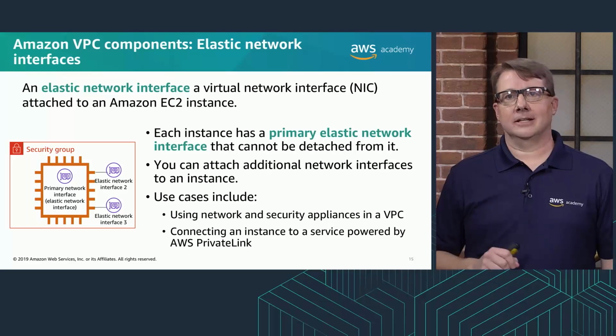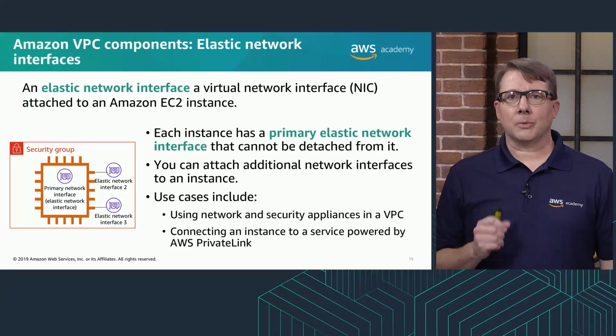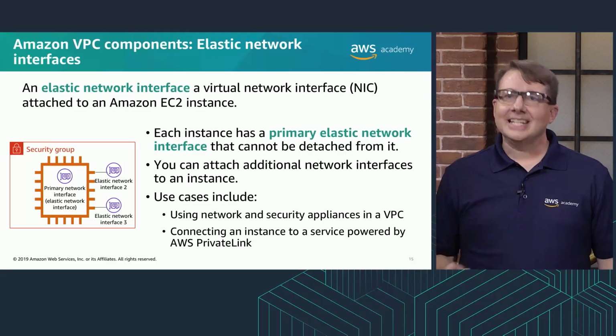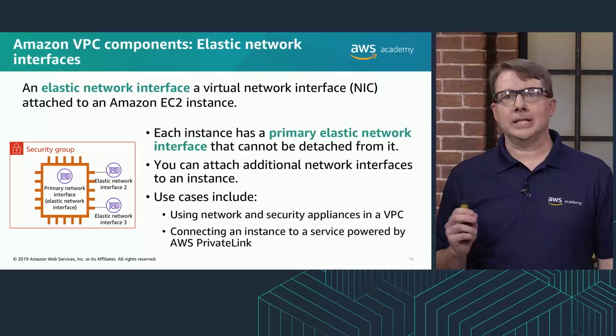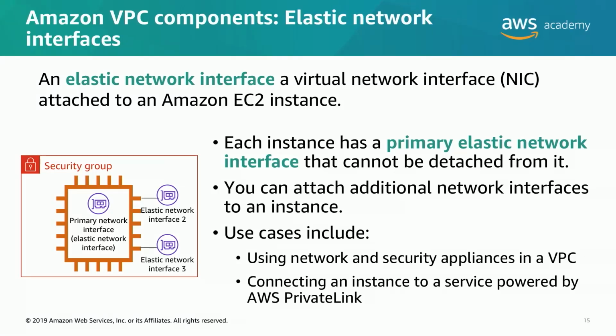Every instance in a VPC has a default network interface that is called the primary network interface. This interface is assigned a private IPv4 address from the IPv4 address range of the VPC. You cannot detach a primary network interface from an instance. You can create and detach additional network interfaces to an instance. The number of network interfaces you can attach varies by instance type.